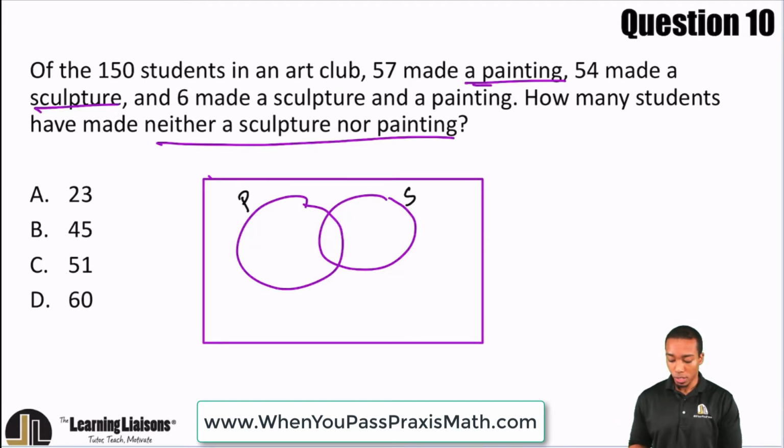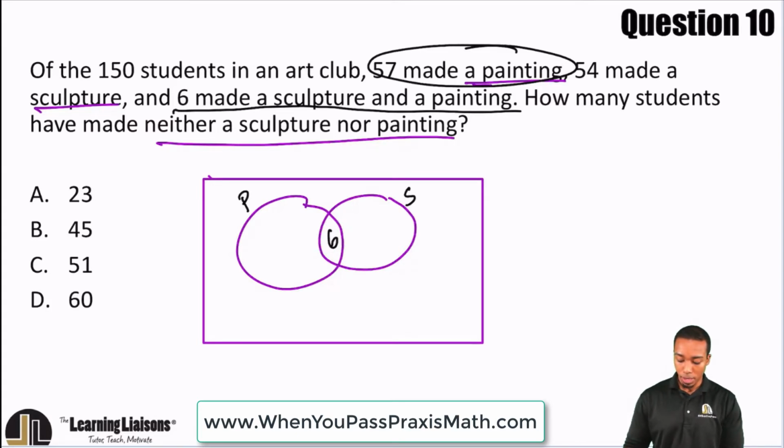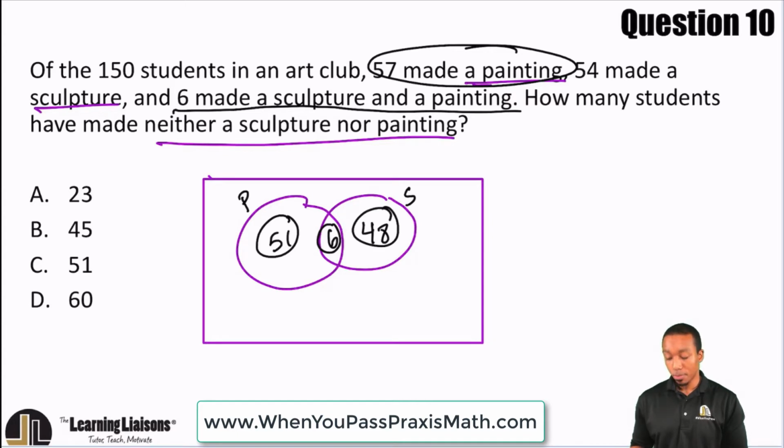The most specific information is that 6 made a sculpture and a painting. So if 57 made a painting and 6 is already here, that makes this 51. We subtract 57 minus 6 because the entire circle needs to add up to 57. Up next, for the sculptures, 54 made a sculpture. So if 6 is already there, that makes this 48, because again, that circle needs to add up to 54. So there we go, and we're going to add everything up and see where we are. 51 plus 6 is 57. 57 plus 48 gives us 97 plus 8, so that's 105 so far.